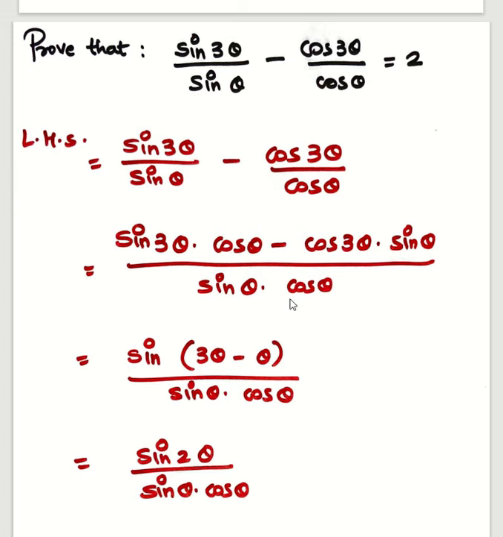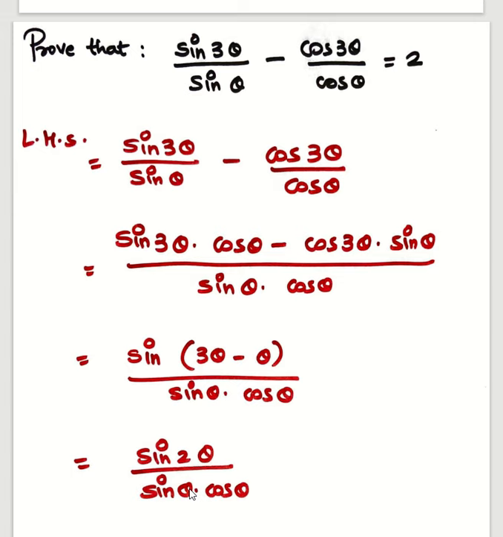Now look at the numerator term. It is similar to one of the formulas, that is sine of A minus B. Sine of A minus B means sine A into cos B, minus cos A into sine B. So here instead of A and B, we have 3 theta and theta. The numerator we write as sine of 3 theta minus theta. The denominator we write as it is. Now 3 minus 1, obviously 2. So sine of 2 theta in the numerator, and the denominator again as it is.